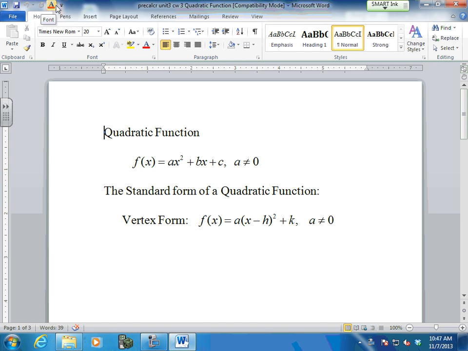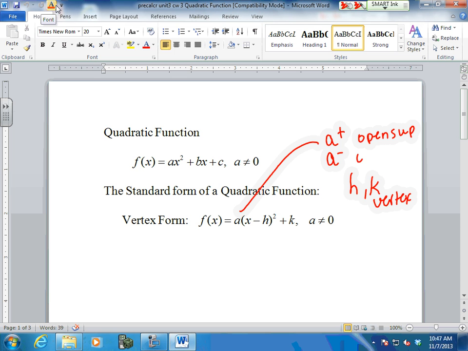It's called vertex form, where h and k is the vertex of your quadratic. This is the vertex point. The vertex is the turning point, whether it's the minimum or the maximum. A, if it's positive, means it opens up. If it's negative, it means it opens down.